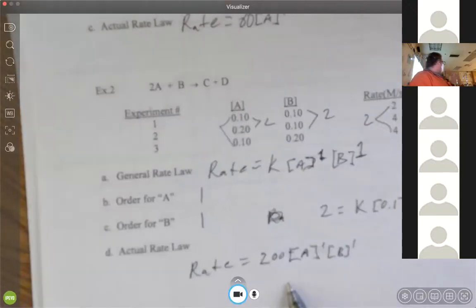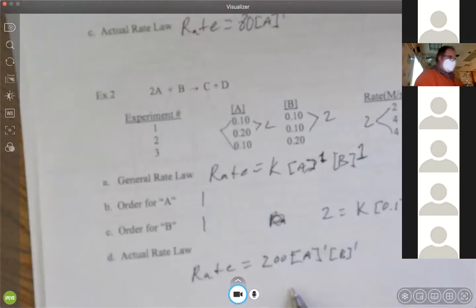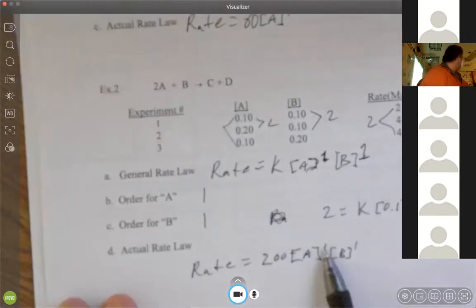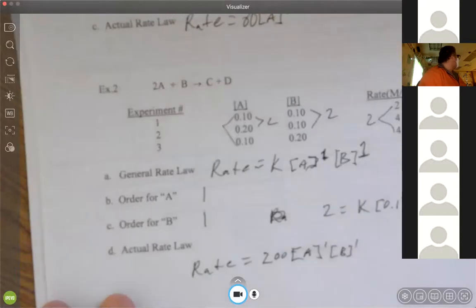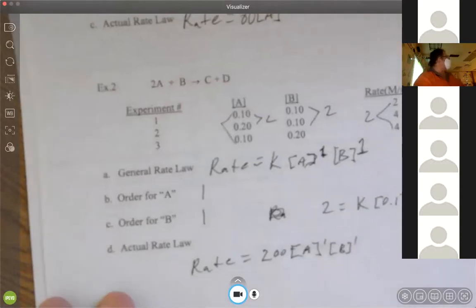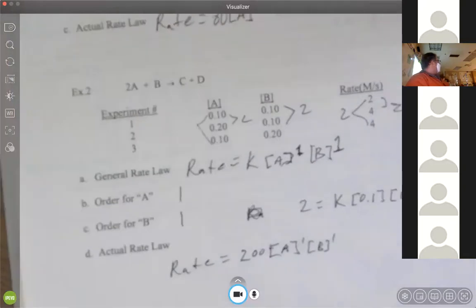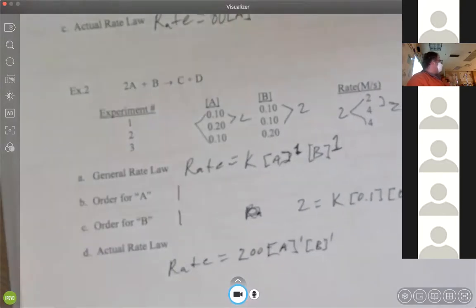Now there's something called the overall order. The overall order is when you add the two individual orders up. What is the overall order of this? 2. So if I double both of them, what will the effect be on the rate? Since the overall order is 2, it would be 4 times.